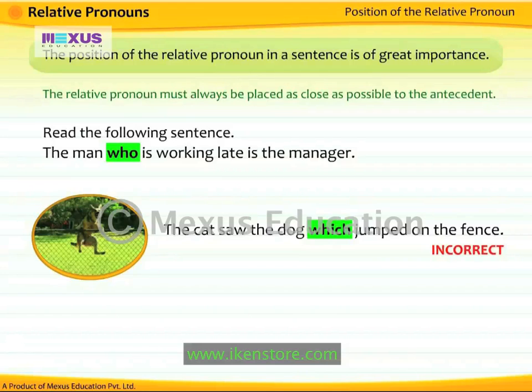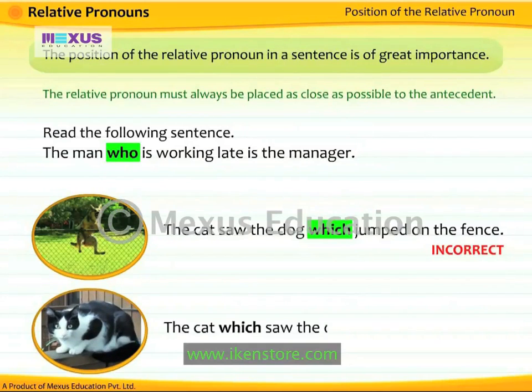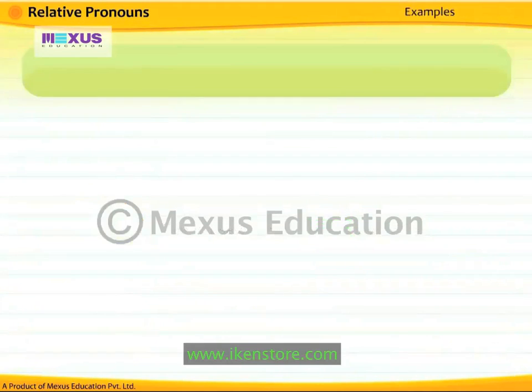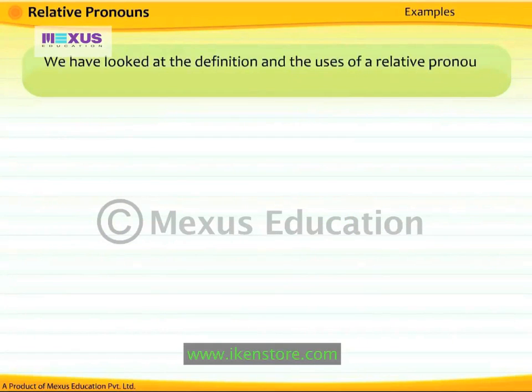However, the sentence should be written in this way. The cat which saw the dog jumped on the fence. Now, the relative pronoun which has been placed close to the antecedent, the cat. The meaning is clear. The cat has jumped on the fence after seeing the dog. We have looked at the definition and the uses of a relative pronoun. Let us look at some more examples.